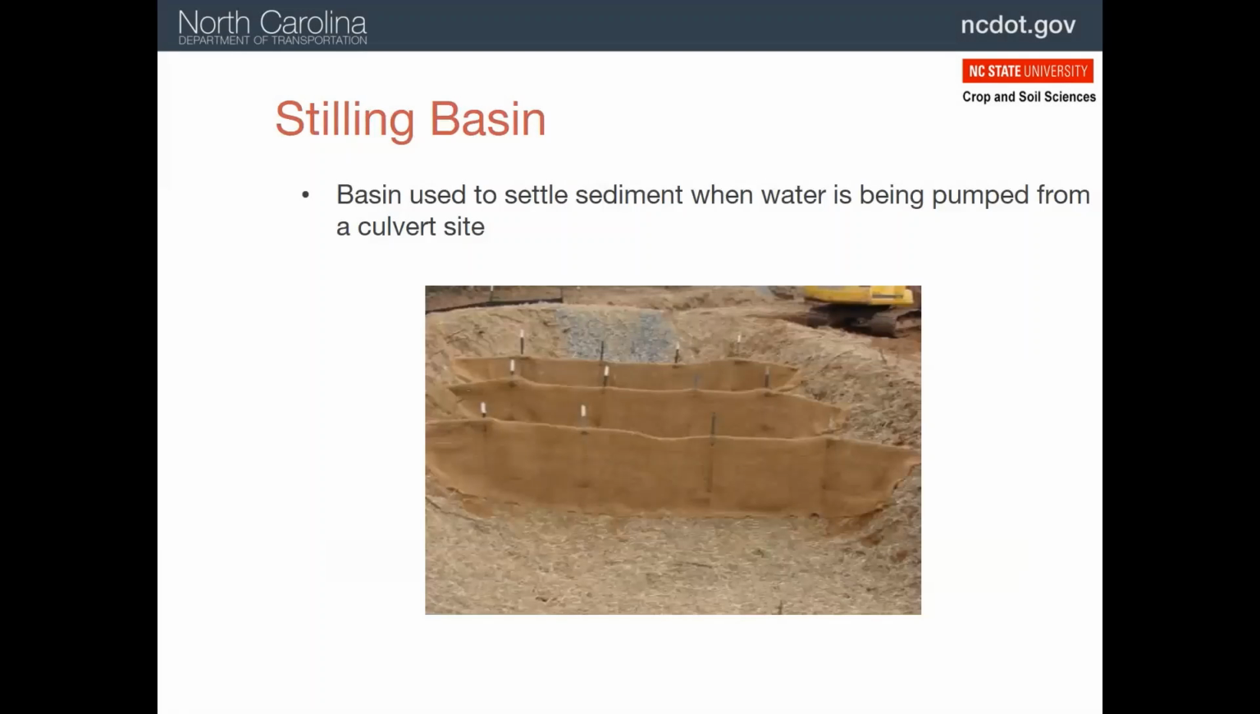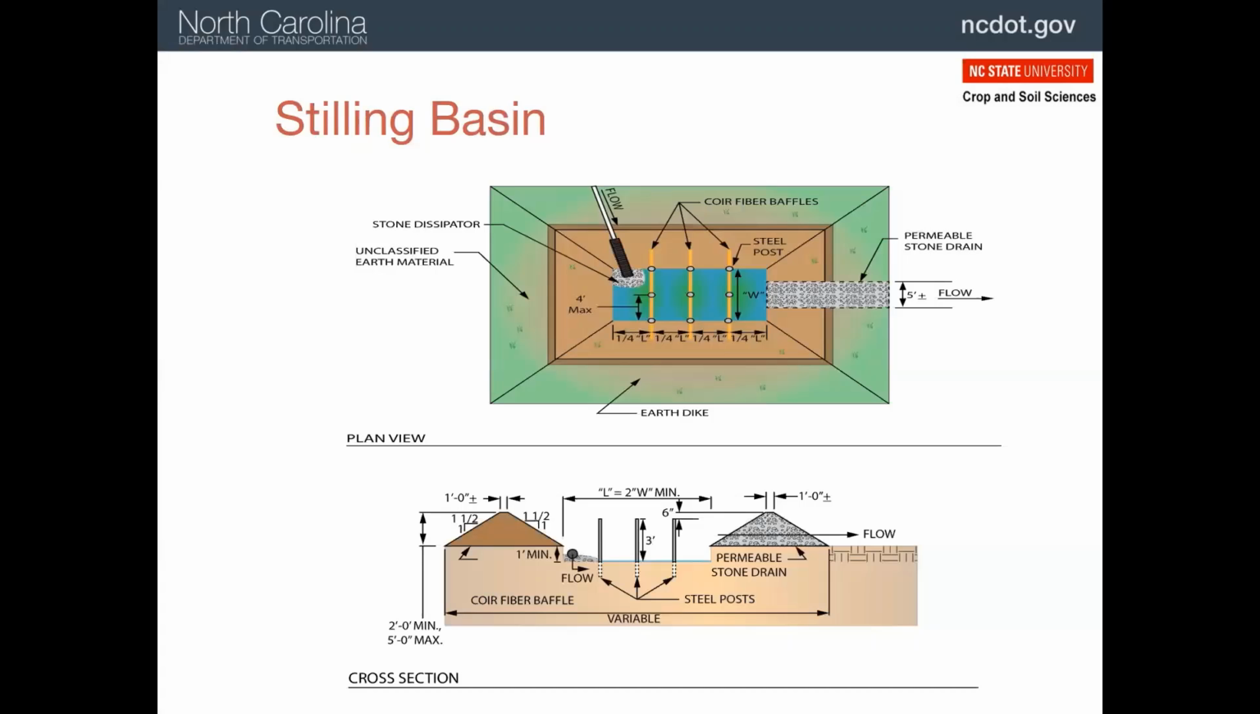So we just discussed earlier how pumped water from a construction site always needs to go through a settling device before it's released off the project. One of the treatment systems is a stilling basin, which you see here, which has porous baffles, again, and a stone outlet. So as with the skimmer basin, the flow should be brought into the basin without any erosion and as far away from the outlet as possible.